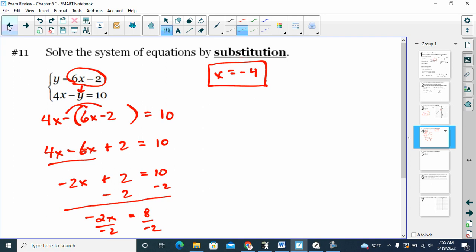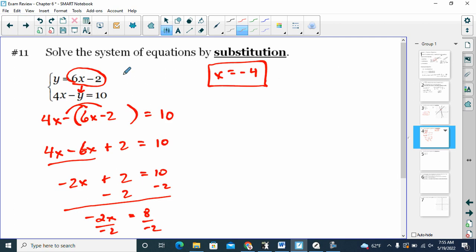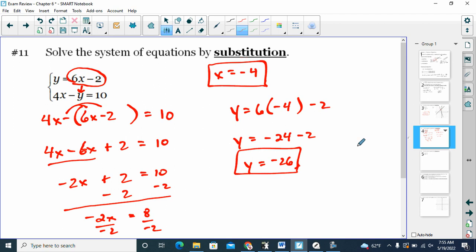Remember, a solution to our system has both an x and a y value. We got the x value here. We need to get the y value. We get the y value by going back to one of the original equations, either one, it doesn't matter which one, although the one that says y equals is generally going to be easier to work with. And we replace the x with negative 4. So I've got y equals 6x minus 2, 6 times x minus 2, but instead of x, I'm putting in negative 4 for my x. 6 times negative 4 is negative 24, minus 2, my y value is negative 26.